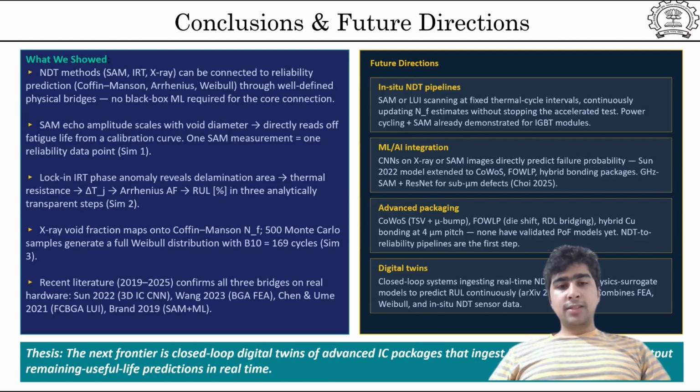And recent literature by Sun in 2022, by Wang in 2023, and by Chen and Uma in 2021 have supported our approaches towards these simulations in the way that we have done them. On the right are some future directions that one can follow. One being, of course, ML and AI integration, as with everything these days. Advanced packaging. Improvements in packaging can enable easier NDT measurements that give real data. Digital twins can also help streamline the process and help with earlier predictions of failures in the models.